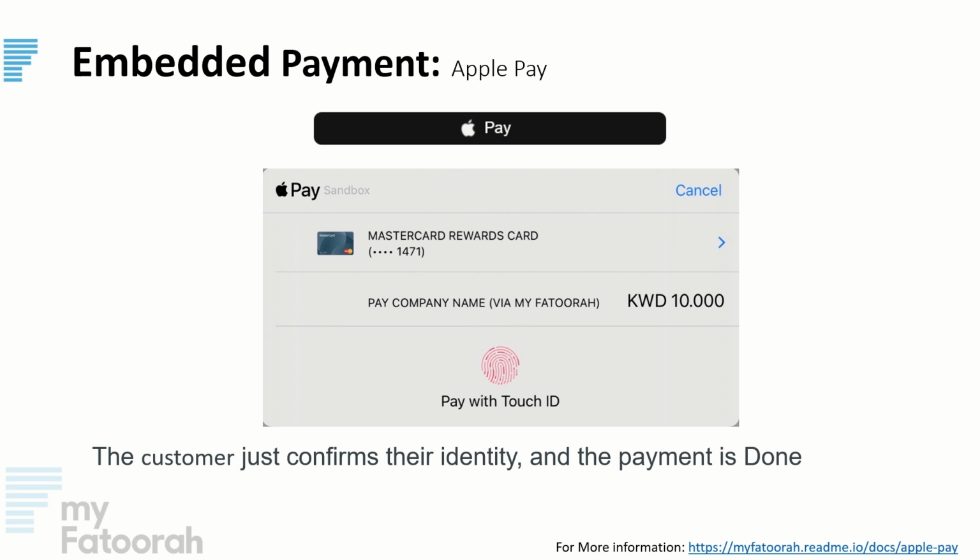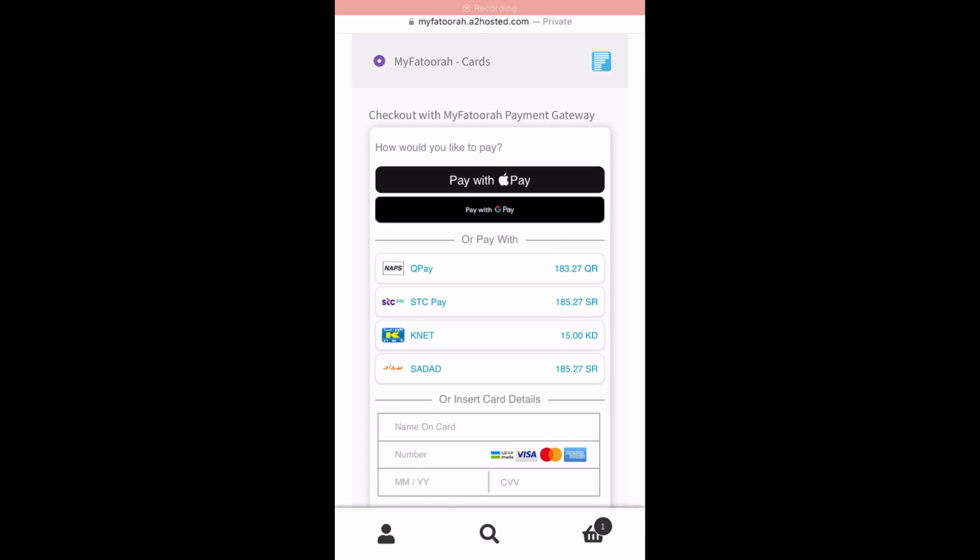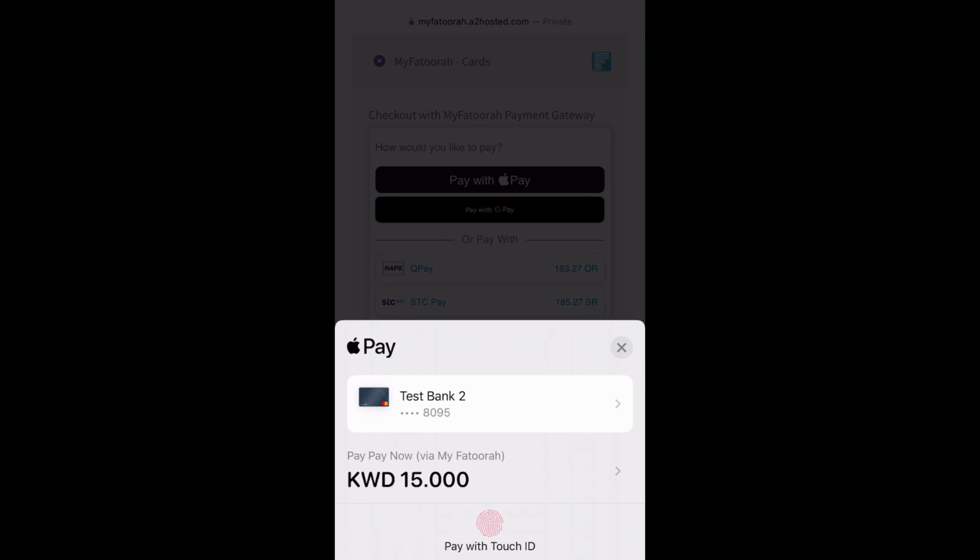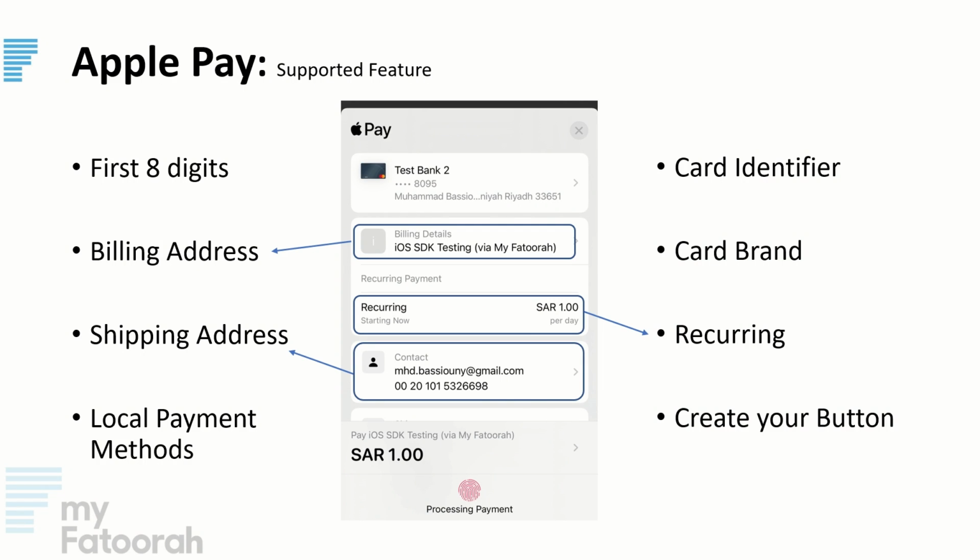We have also Apple Pay and Google Pay. You can host a button for them on your checkout page directly so that when the customers click on the button, they are prompted to choose the card and complete the payment.